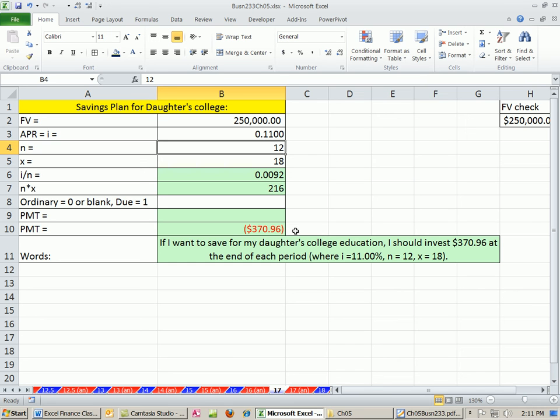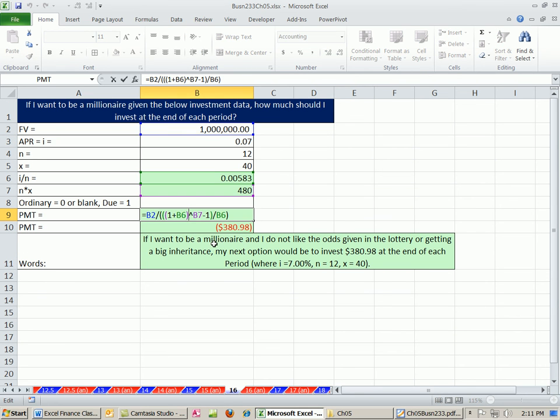So there you go. Those are two examples of how to solve for the PMT in a future value annuity. We did it with the PMT function. We even did it with the math. All right, in our next video, we'll start looking at the present value of an annuity. All right, see you next video.